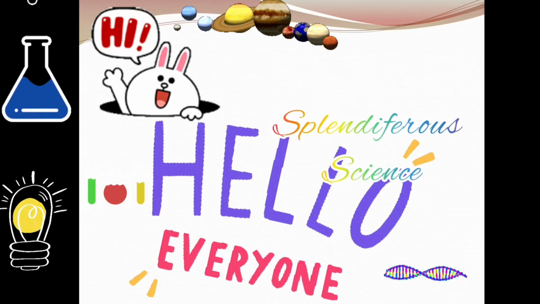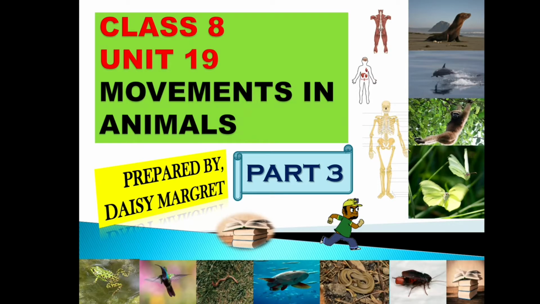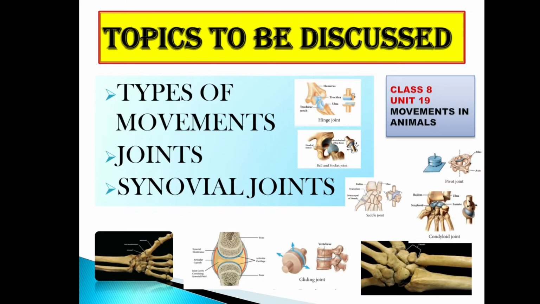This is Daisy Margaret. In today's video, we are about to discuss Class 8, Unit 19, Movement in Animals, Part 3. Topics to be discussed: types of movements, joints, and synovial joints.